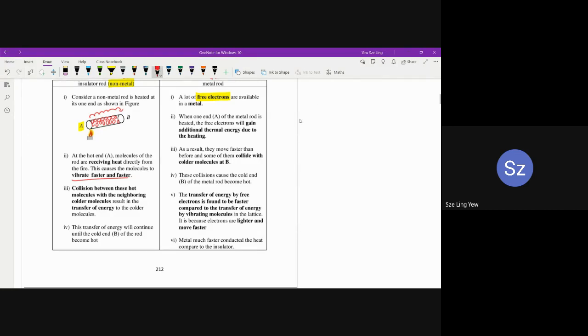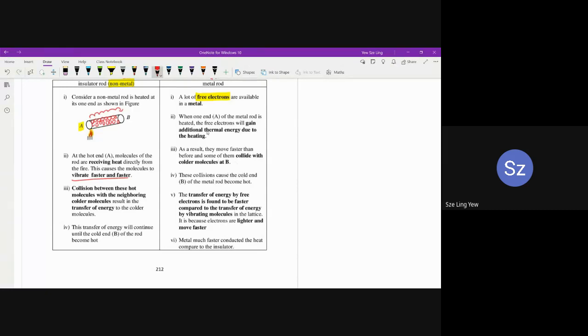Now, electrons can move freely inside a rod. So when one end of the metal rod is heated, the free electrons will gain energy due to heating. As a result, they move faster than before, and some of them collide with the colder molecules at point B. So other than the collisions between molecules, there are also collisions between the electrons and the molecules.